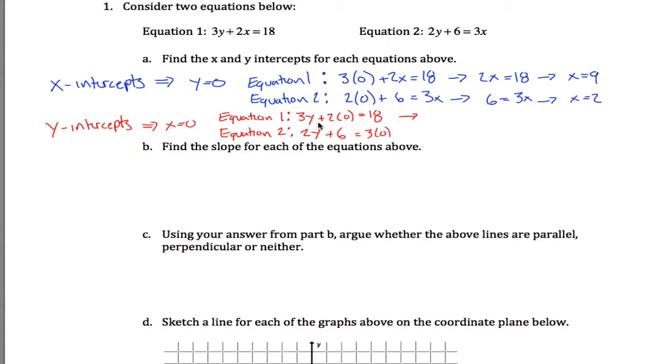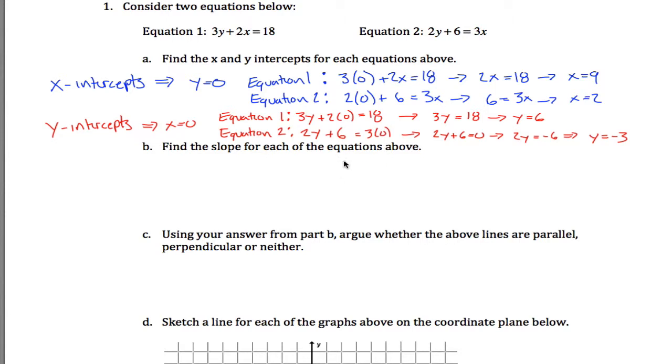Alright, and then 3y, 2 times 0 is just 0, so I get 3y equals 18. And if I divide both sides by 3, I get y equals 6. And over here I got 2y plus 6 equals 0. So if I subtract 6 from both sides, I get 2y equals negative 6. And if I divide both sides by 2, I get y equals negative 3. So, alright, I got all the points up here.